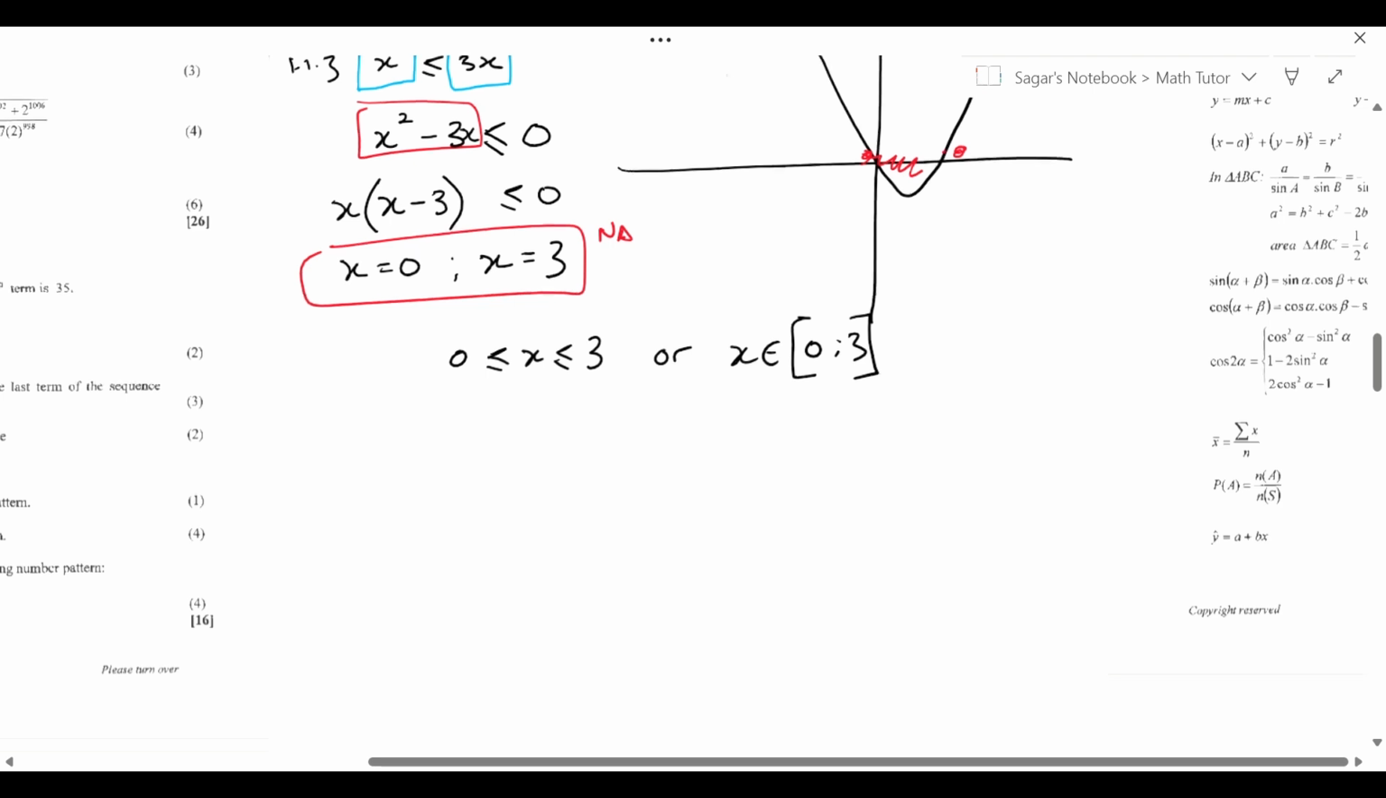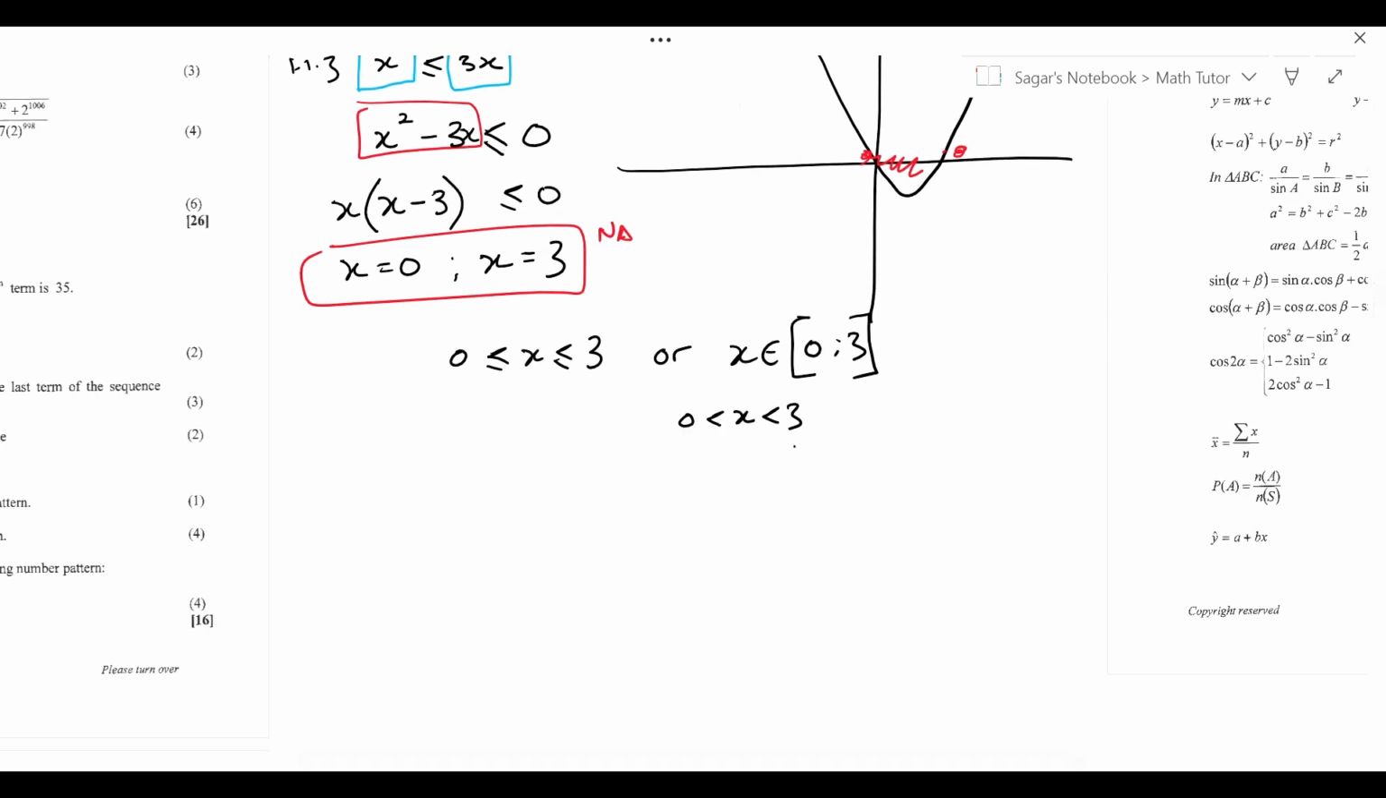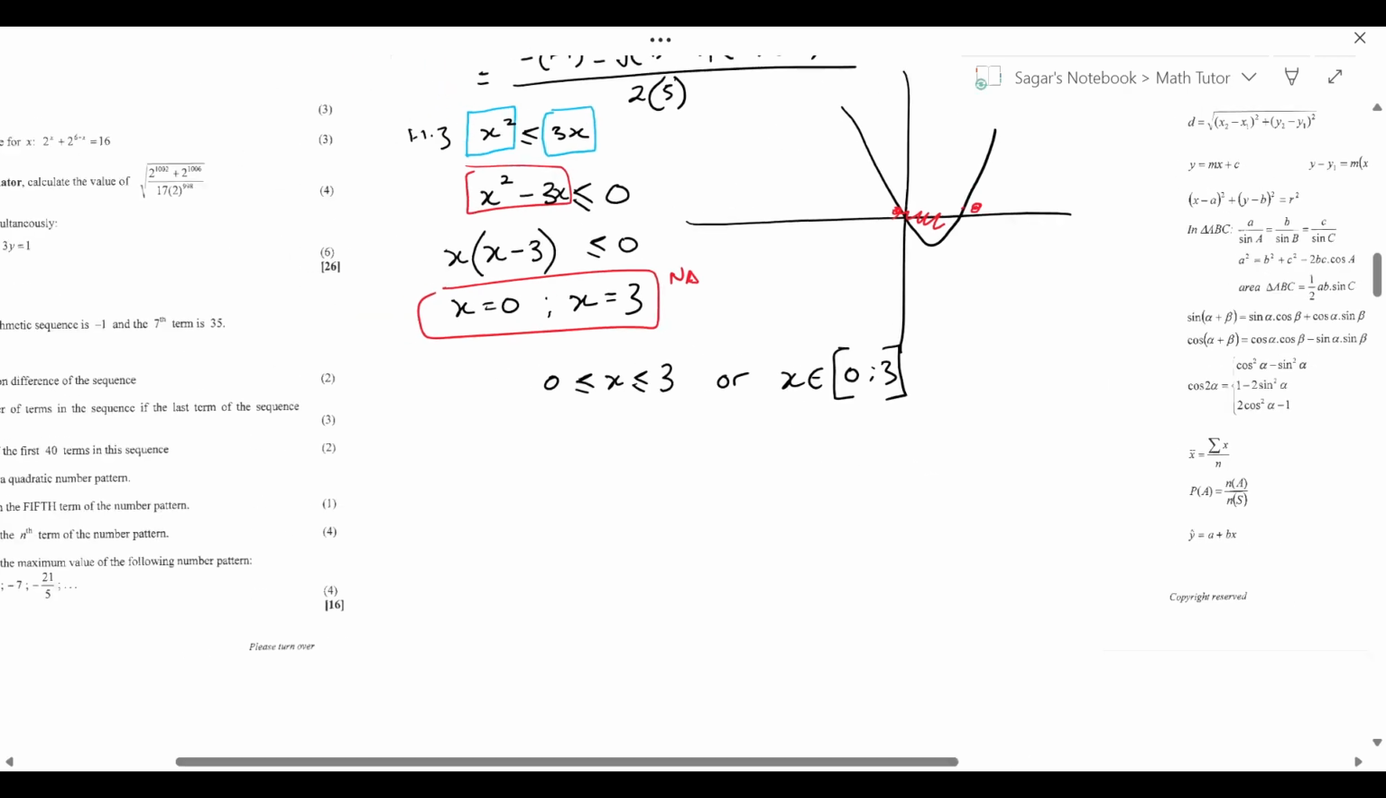While we are at it, the square brackets include the equal sign and the round brackets are just the less than sign. Let me show you. If the answer was 0 less than x less than 3, we would write it as x is an element of 0 to 3, with the rounded brackets. That is the difference.